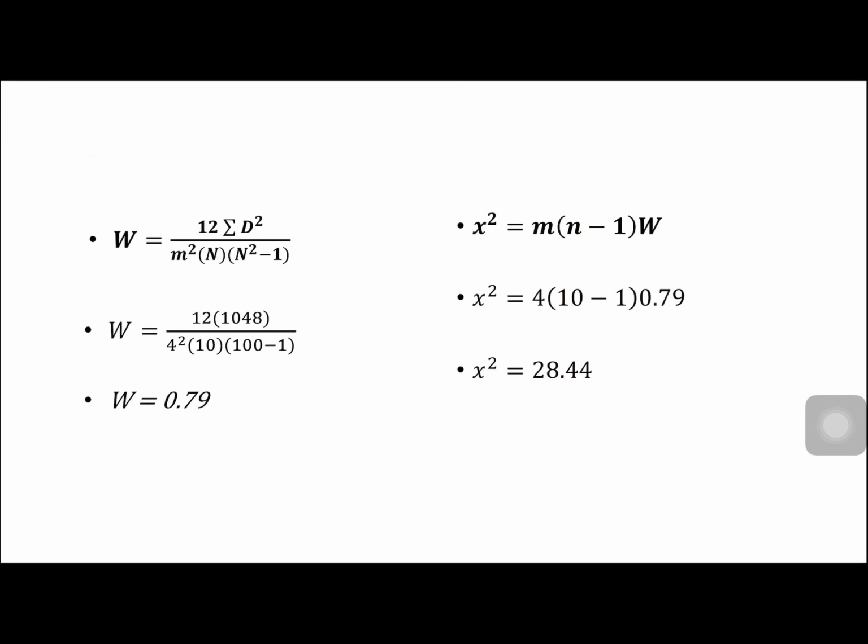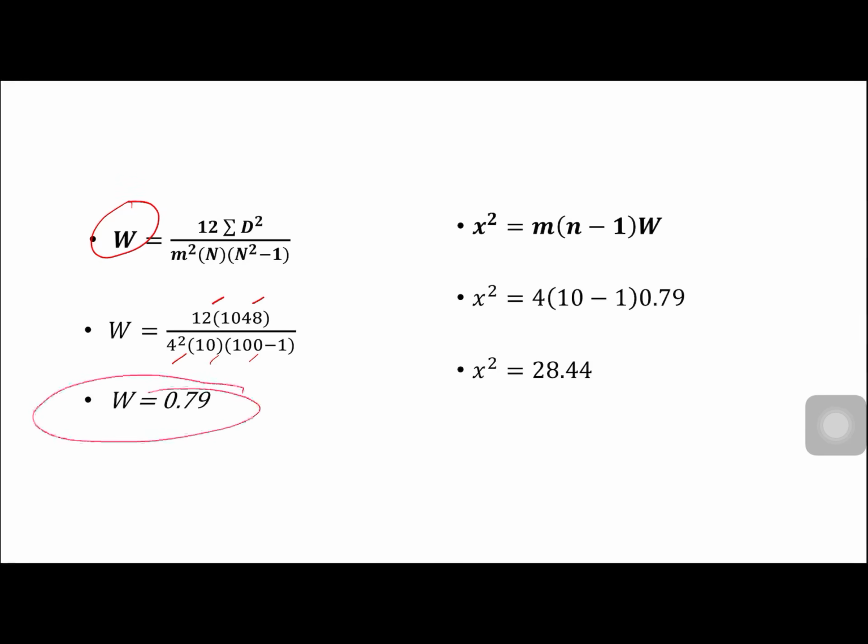Okay, so next is to get the value of our W. So we'll be using the formula W is equal to 12 times the summation of D squared divided by M squared times N squared minus 1. We have here W is equal to 12 times 1048 over 4 squared times 10 squared, which is 100, minus 1. It gives us 0.79.